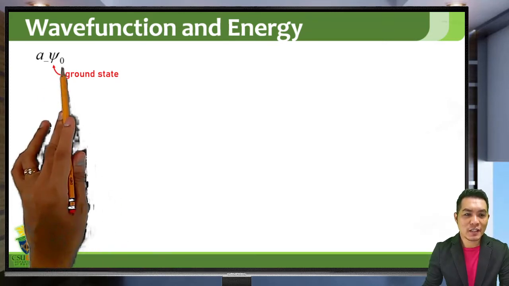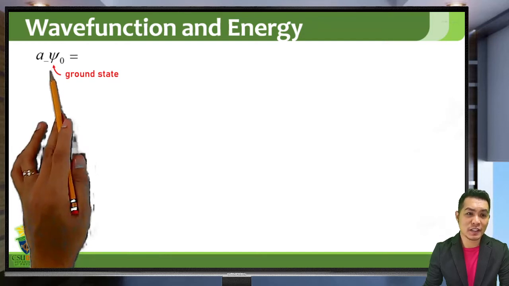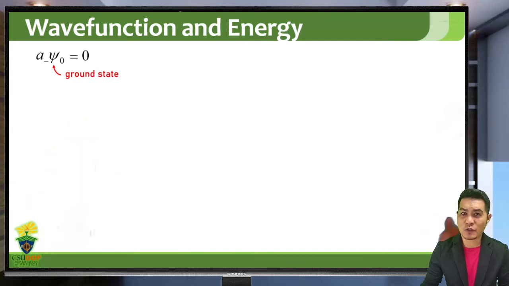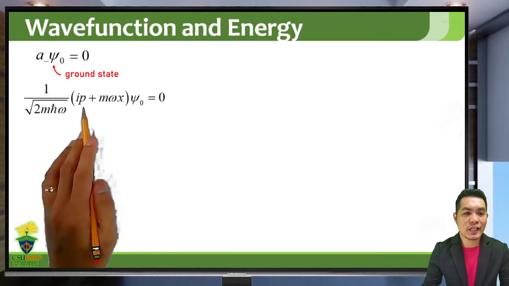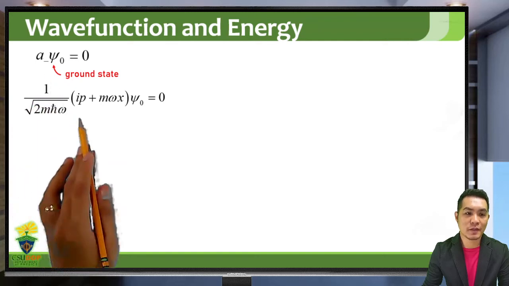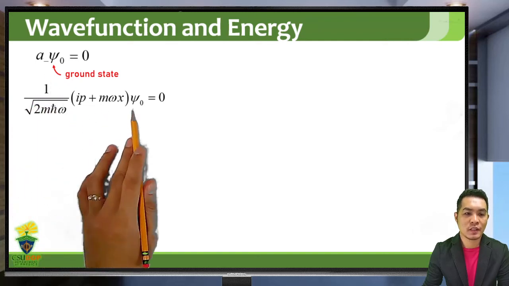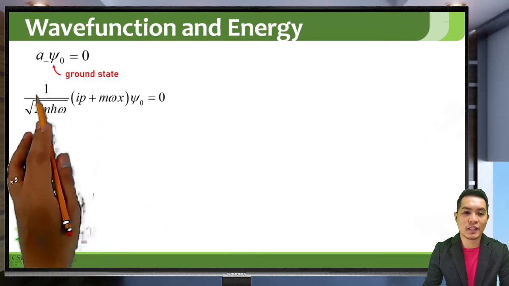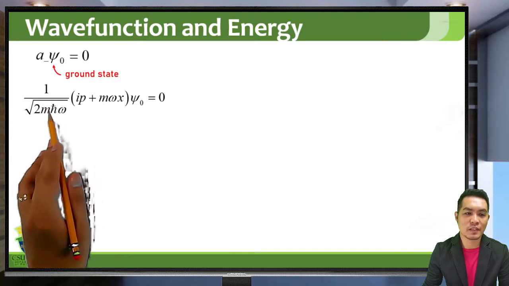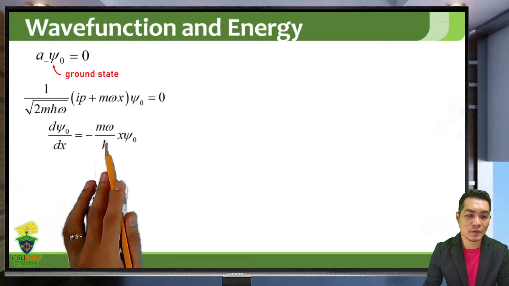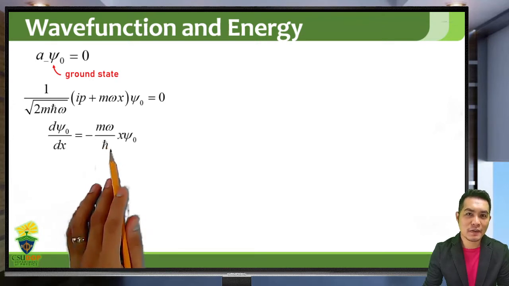So in this case, since this is now the lowest energy state, acting the lowering operator on the ground state must be equal to 0 because there's no more state to lower it to. So using the operator form of A minus, which is in terms of P and X, acting on psi naught, we can now get rid of this constant here. We multiply both sides by square root of 2mħ over omega, and our differential equation reduces to this. This is just a very easy differential equation to solve.